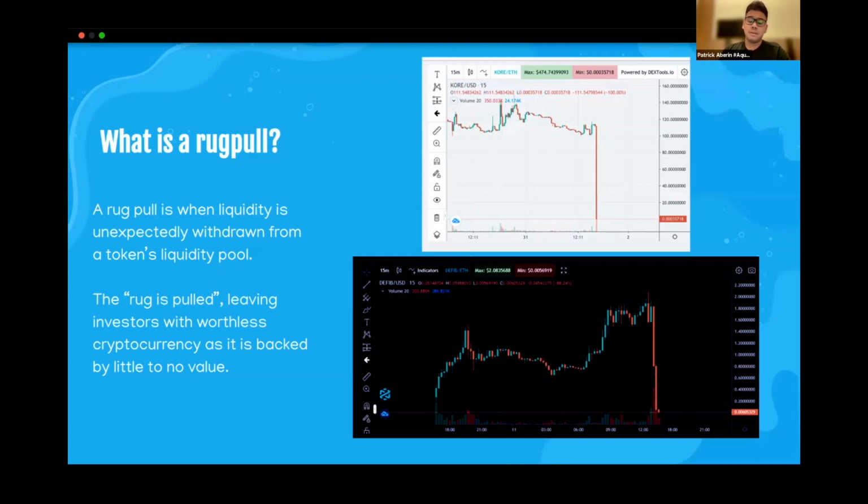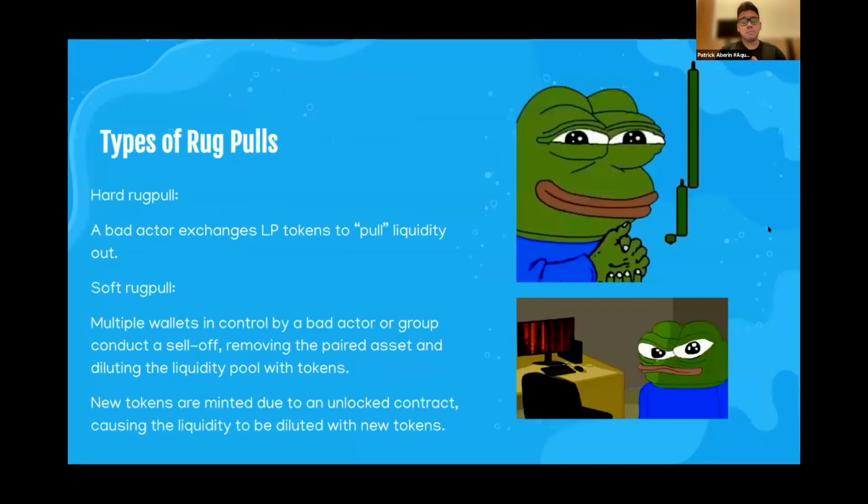We also have DFib. So here it was trading for about $2, $1.80, and then it got rug pulled. And so the final price after the rug pull was 0.6 of a cent. Again, more than 99% loss. It's a really unfortunate event. So we have two types of rug pulls, basically. You have hard rug pulls, in which a bad actor exchanges those liquidity tokens to pull the liquidity out. So that would be the tokens and the BNB, BUSD, whatever paired asset the token is trading against.